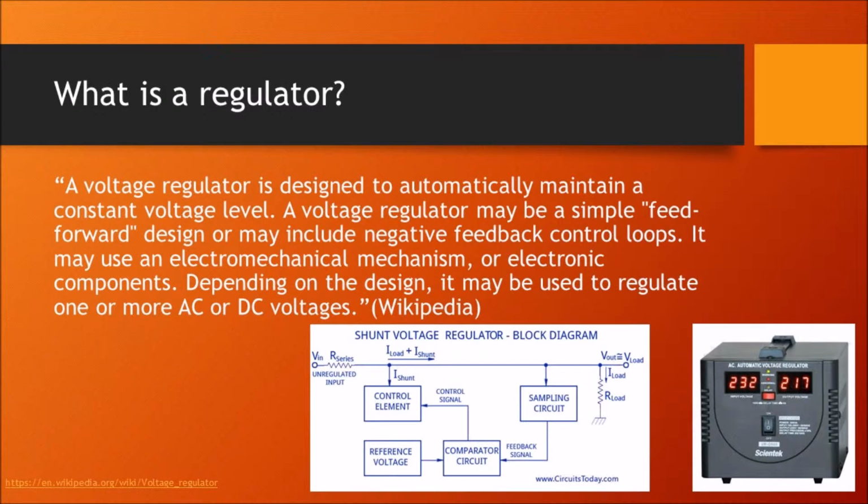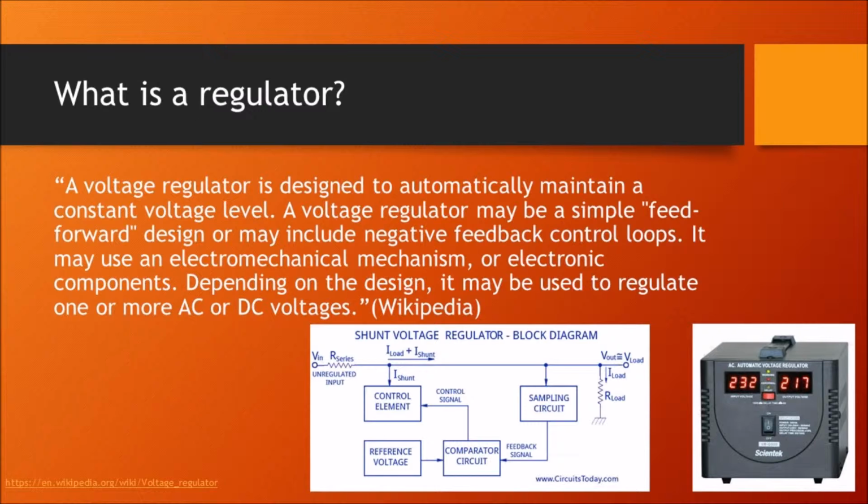Before we begin, it's important to understand what a DC-DC regulator will do, or what a regulator in general will accomplish. In the definition below, we can see that a voltage regulator is designed to automatically maintain a constant voltage level, despite varying input or different loads. Additionally, designs can vary between simple feed-forward designs or include negative feedback control loops.